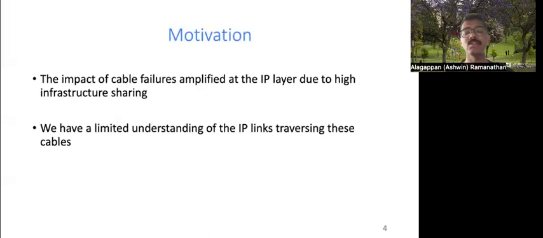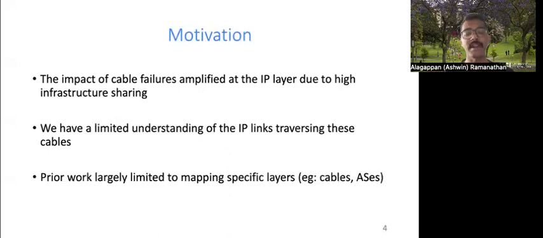Despite the critical importance of submarine cables, we have a limited understanding of how their failures affect end-to-end internet connectivity. And prior works were largely limited to specific layers of the internet stack, like physical cable map or an AS map. However, no cross-layer map for submarine cables exists today.